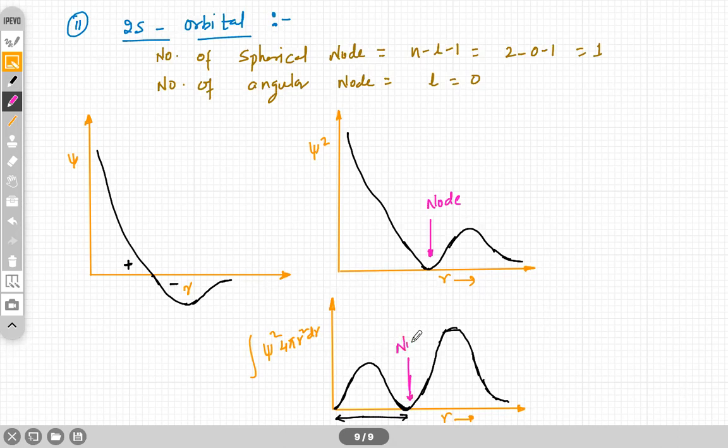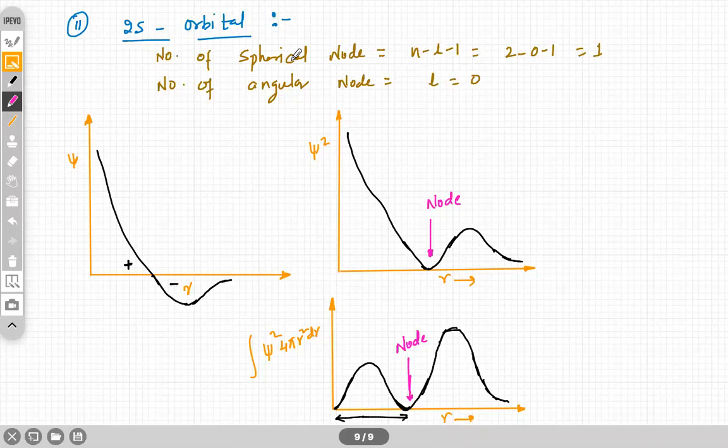Sir, won't the node be a nodal region? How will it be a point, sir? No, on the graph, see, this means that from the nucleus, at this distance, we have a node. That is what it means. When you draw the surface, I'll show you how we draw it. It just represents that at this distance, one nodal surface is present. And what is a nodal surface? It is a spherical surface.